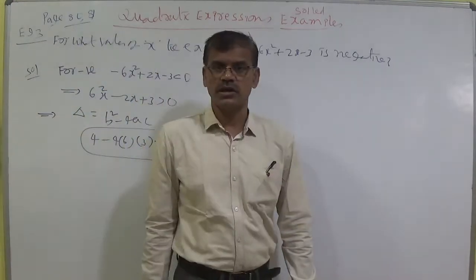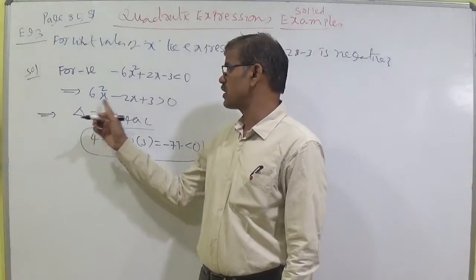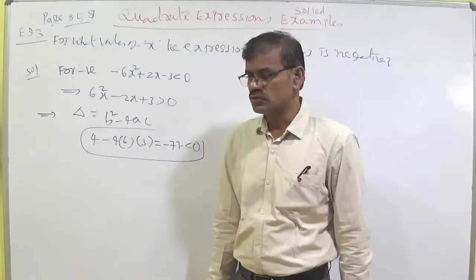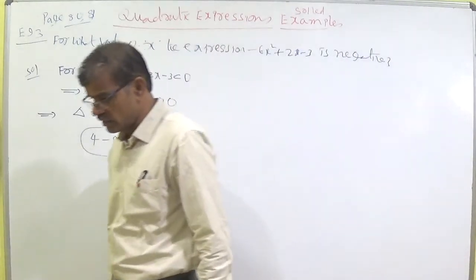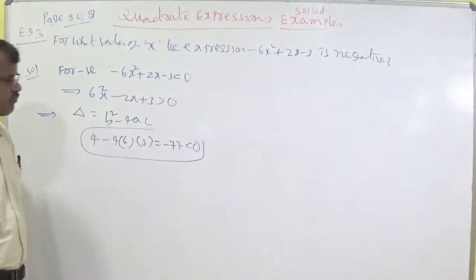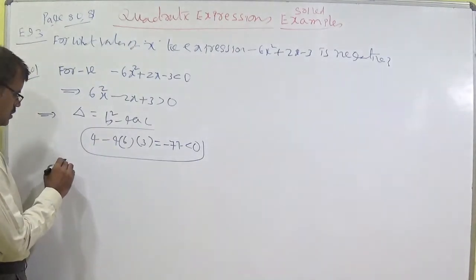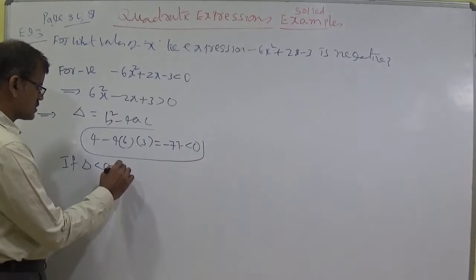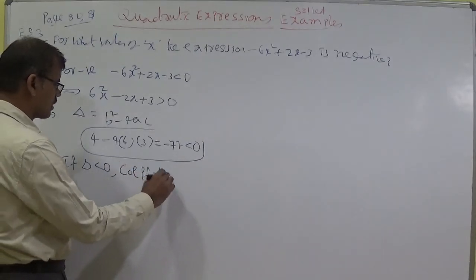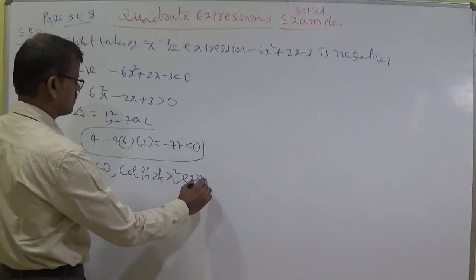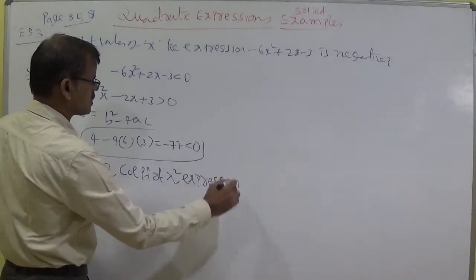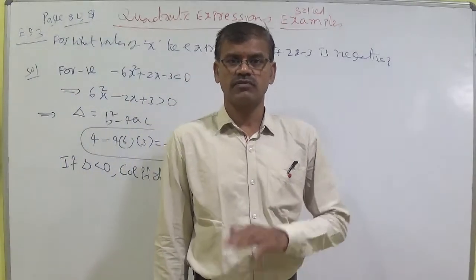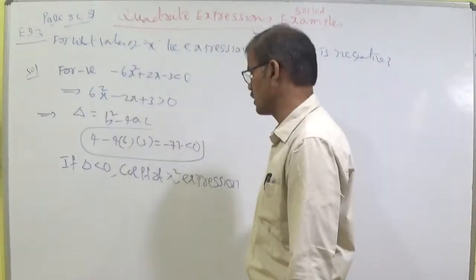We have proved a theorem that if the coefficient of x square and the expression have the same sign when delta is less than 0, it is true for all x belongs to R. So this expression is valid for all real numbers. Now we can write: if delta less than 0, the coefficient of x square and the expression have the same sign. That is the second theorem we proved: ax square plus bx plus c and a have the same sign when delta is less than 0, for all x belongs to R. It is a very important theorem and concept we have discussed.